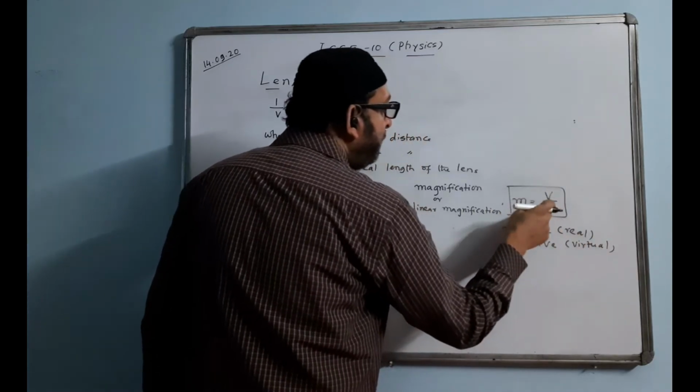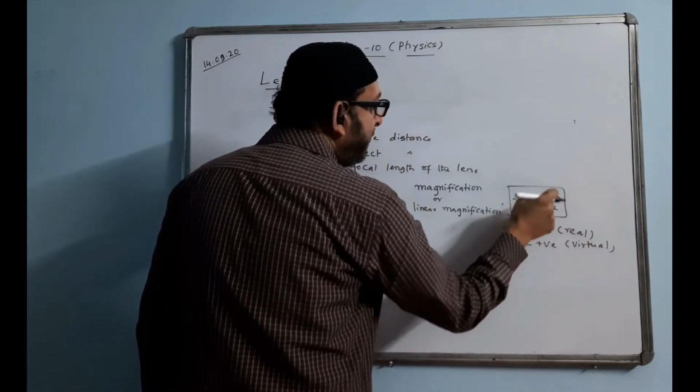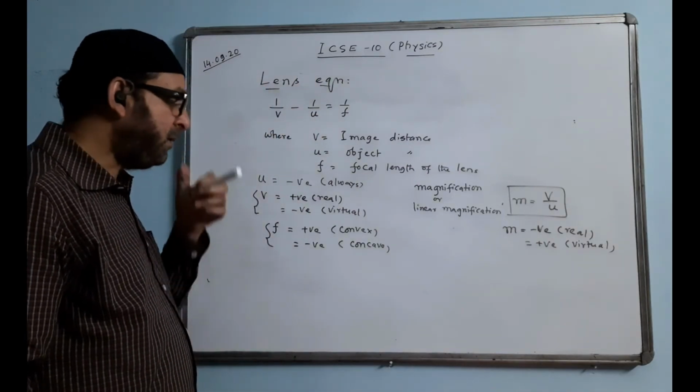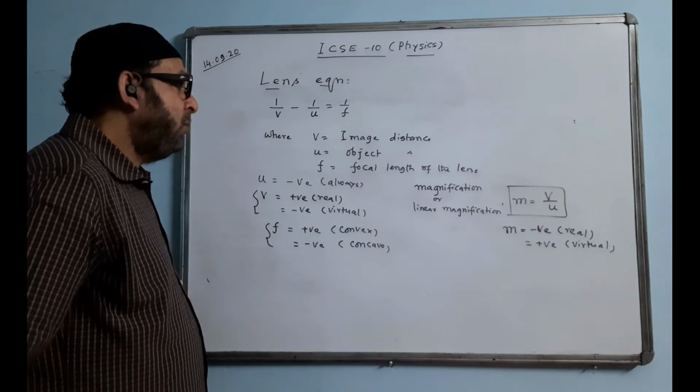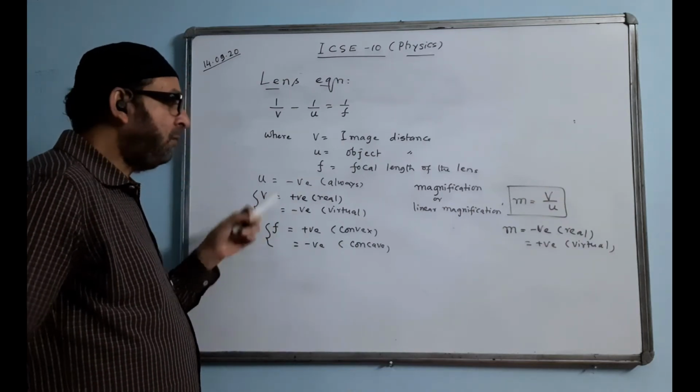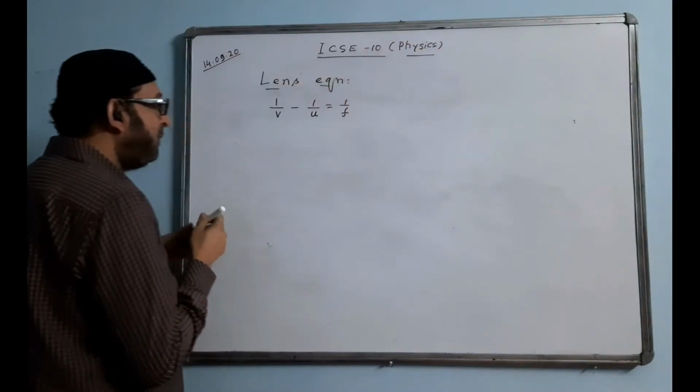Because for a virtual image both v and u are negative, so negative and negative cancel, and the answer remains positive. So the sign of m is positive for a virtual image. So these are the sign conventions and their meaning. So now we do some problems, starting with number 1.